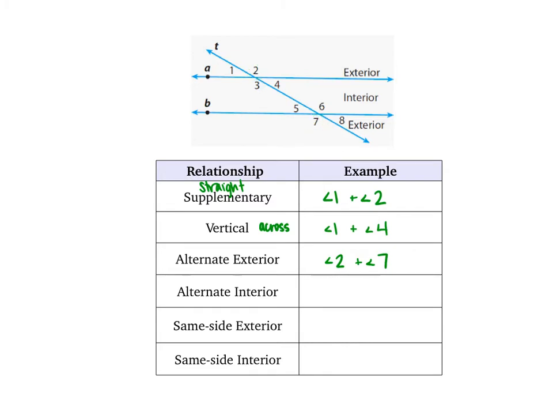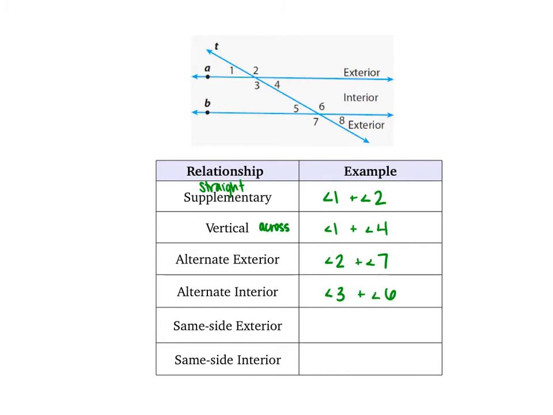Next up, I'm looking for alternate interior. So I'm going to switch my focus to the inside of those parallel lines. So the first angle that I saw was angle 3. On the opposite side of the transversal as angle 3 would be angle 6. So together, those are alternate interior angles.